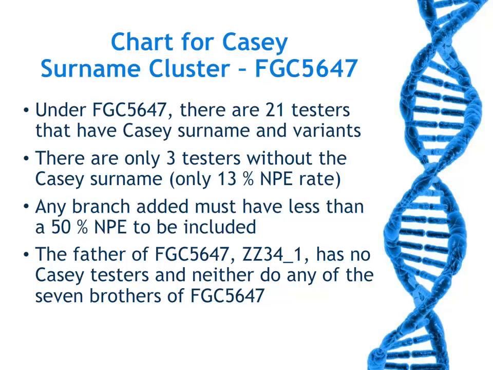The father of 5647 is Z34_1, that is its father. There are no Caseys in there, so we can't expand the scope of the Casey surname cluster because there's none in that level. Also, there's 7 brothers of FGC 5647. None of those have Caseys in them. So we found the scope of this particular surname cluster.